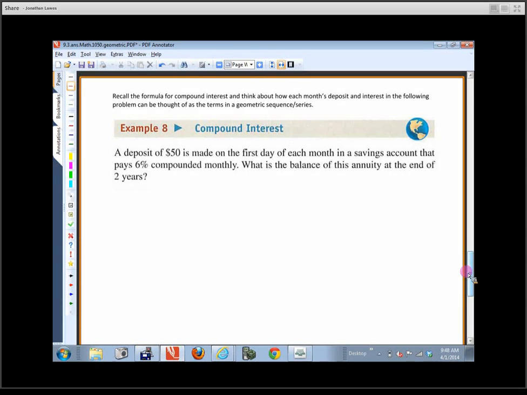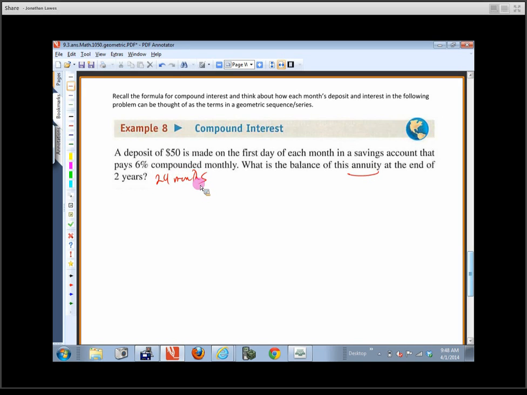So if you have basic tools like how to deal with an arithmetic sequence, how to deal with a geometric sequence or series, maybe we can take a problem that's a little bit more complicated than that and figure out what the answer is with the tools that we already know. So here's the problem. It says a deposit of $50 is made on the first day of each month in a savings account that pays 6% compounded monthly. Okay, what is the balance of this annuity, or in other words, this account, if you want to think of it that way, at the end of 2 years? So at the end of 24 months, okay?